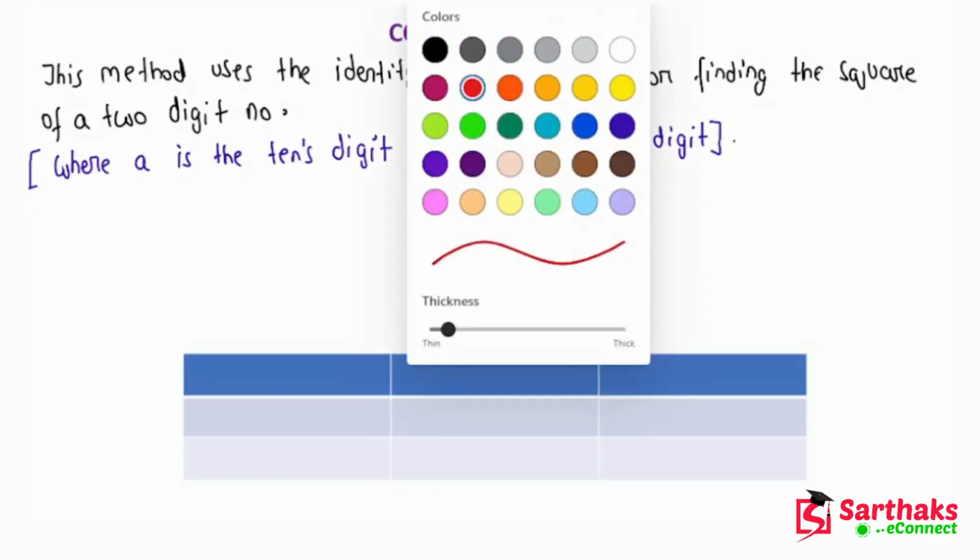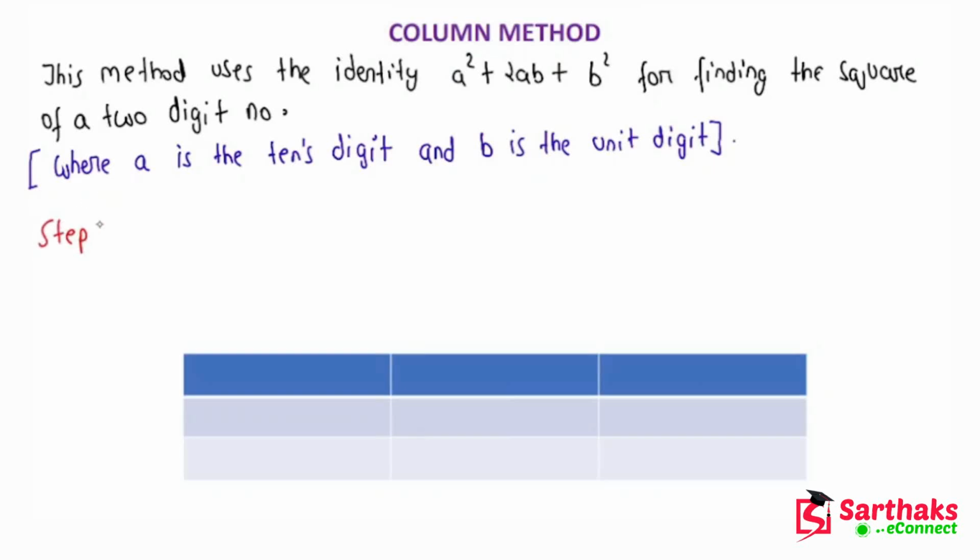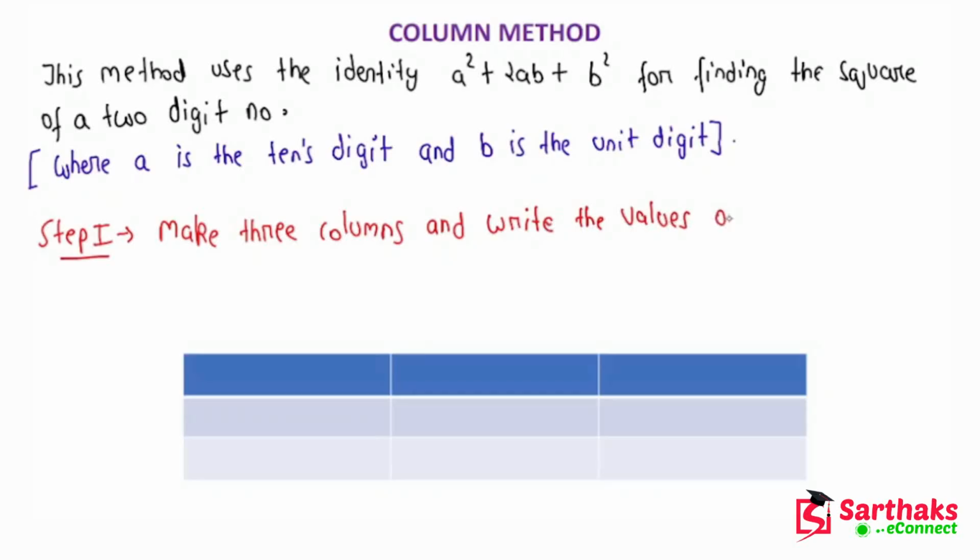Let me talk about step number 1. This step says make three columns and write the values of A square, 2 into A into B, B square respectively in these columns.